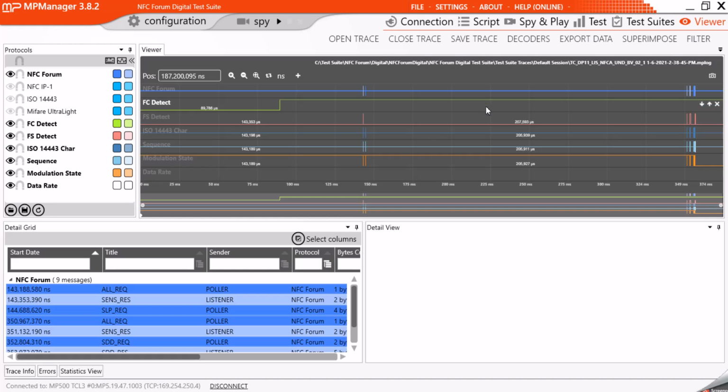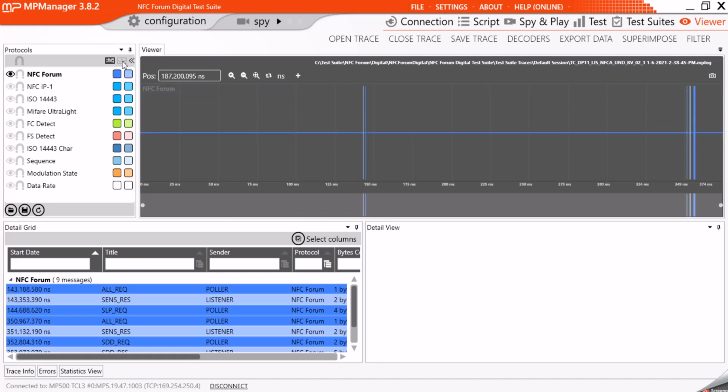So let's take a look at the trace corresponding to the execution of the previous test case. First, it might be interesting to also present the organization of the viewer plugin of MP Manager. On the left-hand side at the top, we have access to the Protocols tab of the viewer. This one is composed of high-level information as well as low-level information. Let's only display the high-level information.